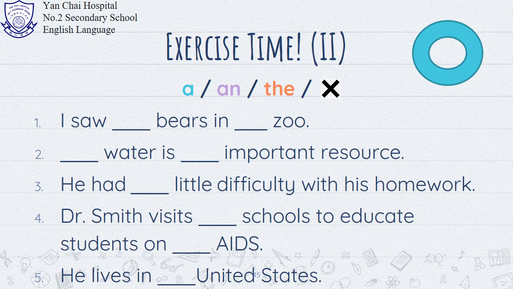Let's check the answer together. Number 1. I saw bears in the zoo. Number 2. Water is an important resource. Number 3. He had a little difficulty with his homework. Number 4. Dr. Smith visits schools to educate students on AIDS. Number 5. He lives in the United States.